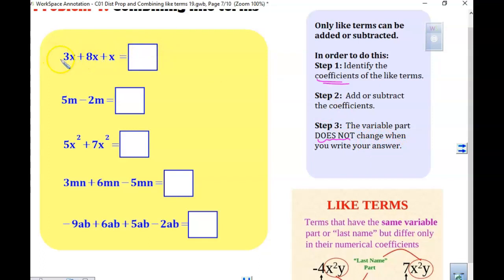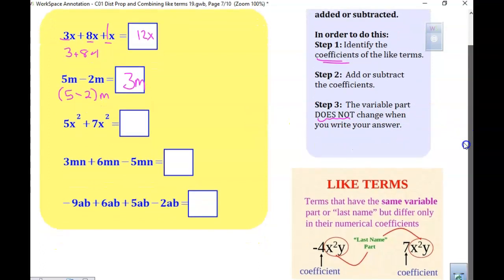So when I look at this one, I have 3x, 8x, and the coefficient in front is a 1. So I am adding 3 plus 8 plus 1, so that when I add those like terms, I get 12, and it stays as an x. If I look at this problem, sometimes we think of it as like reverse distributive property. My coefficients are 5 minus 2, and I keep the m. So my answer is going to be 3m.